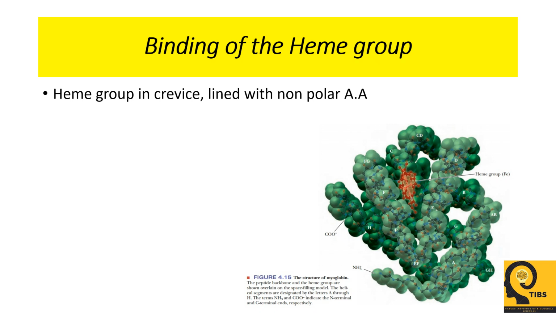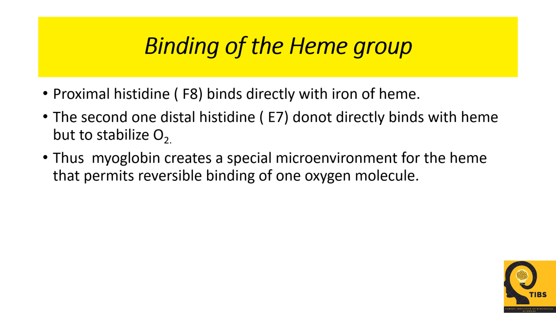This is the surface lined with the non-polar residues. As we know, this is the polypeptide chain and it is spherical in nature, and there is a gap, which is known as the crevice. And here our heme group is present in this cavity.